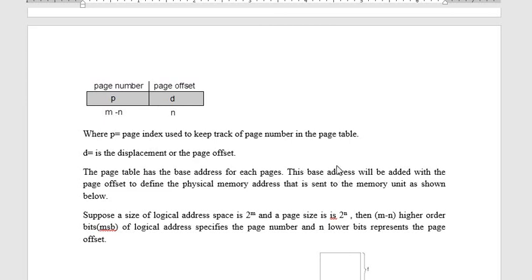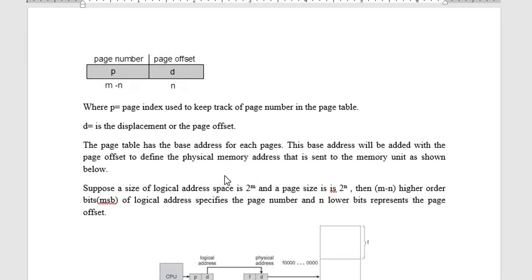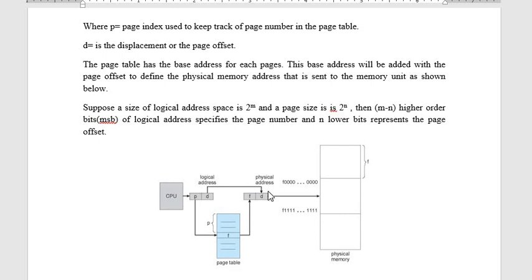So this base address is nothing but the frame number or the frame starting address. That frame address will be added with the page offset to define the physical memory address that is sent to the memory unit as below. So this is how the translation is going to happen. Just look at the diagram to better understand.